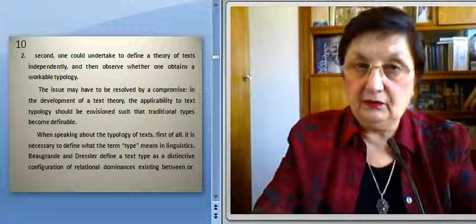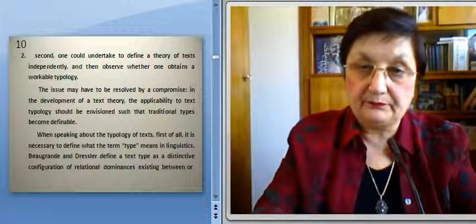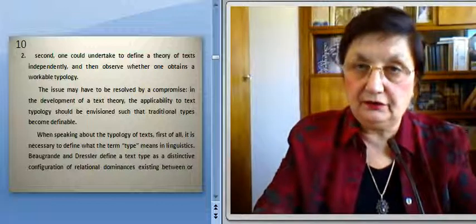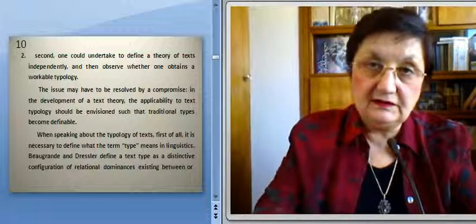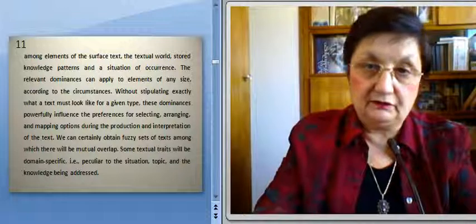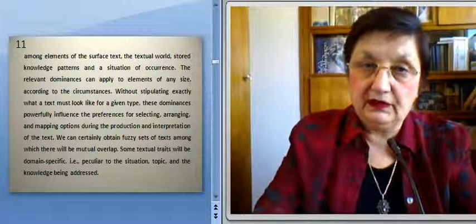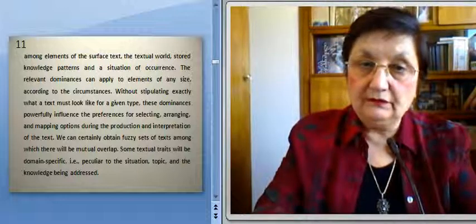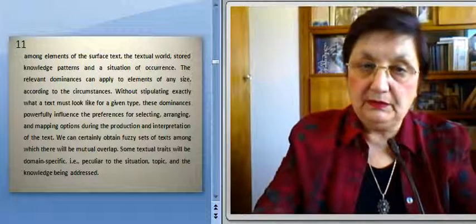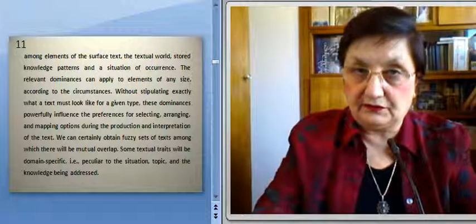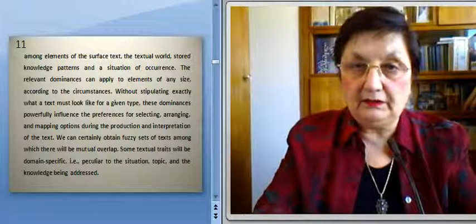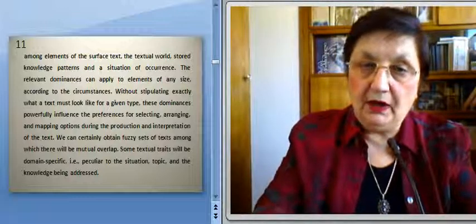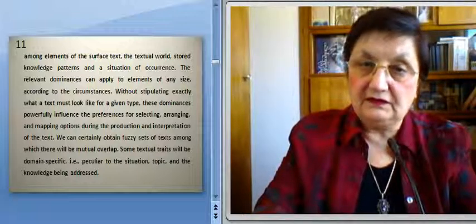Beaugrande and Dressler define a text type as a distinctive configuration of relations and dominances existing between or among elements of the surface text, the textual world, stored knowledge patterns, and the situation of occurrence. The relevant dominances can apply to elements of any size according to the circumstances. Without stipulating exactly what a text must look like for a given type, these dominances powerfully influence the preferences for selecting, arranging, and mapping options during the production and interpretation of the text.